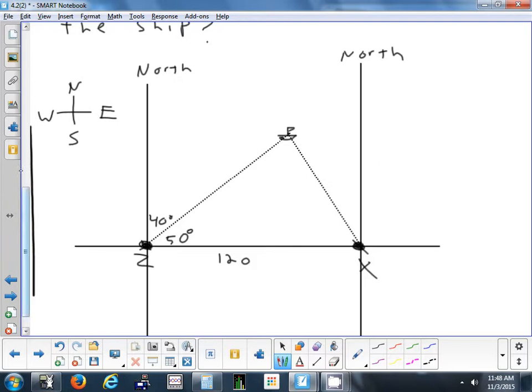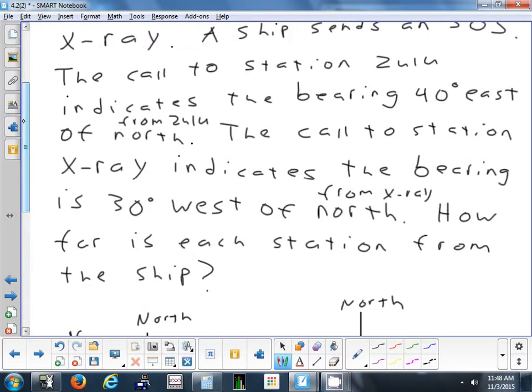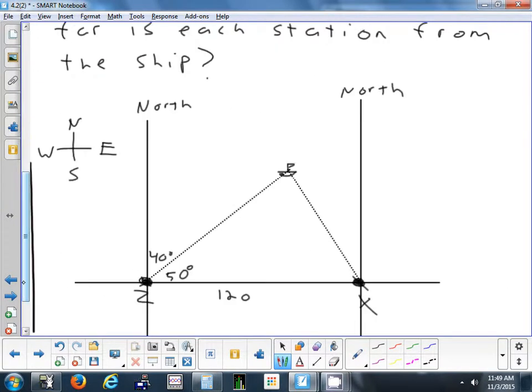All right, let's see what the other one says. The call to station X-ray indicates the bearing is 30 degrees west of north. So this call is coming in 30 degrees west of north. That's north. It's 30 degrees towards the west. So what's the angle on the inside here? 60. Now we have our triangle.